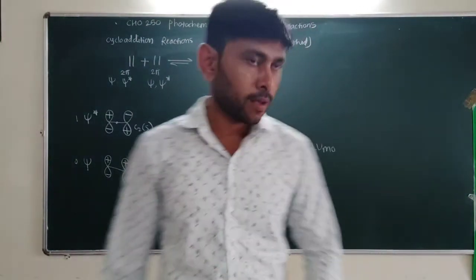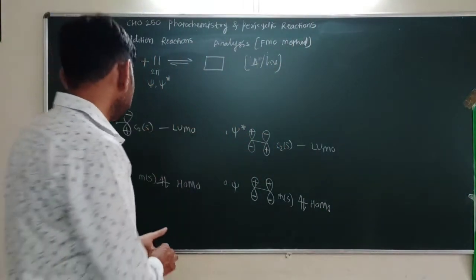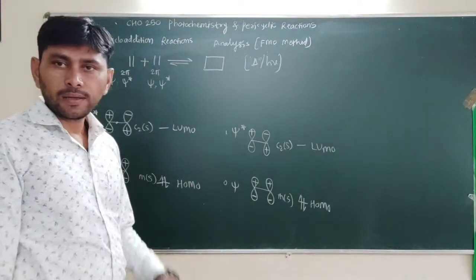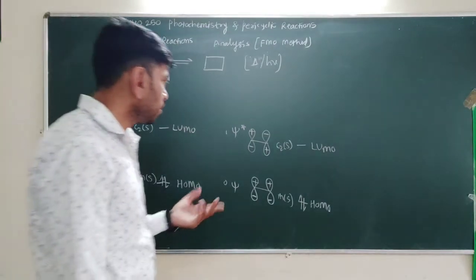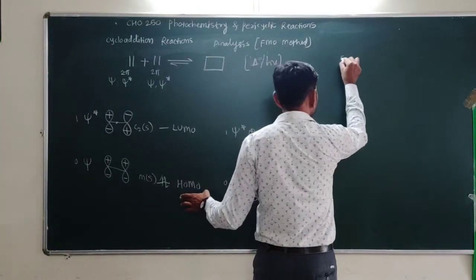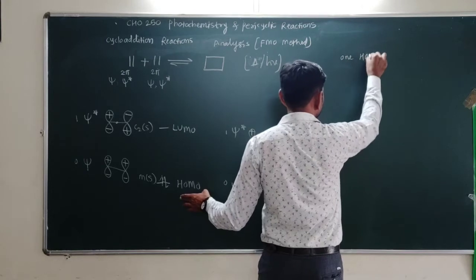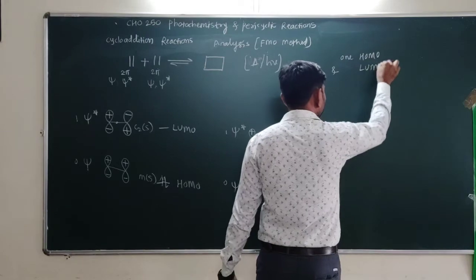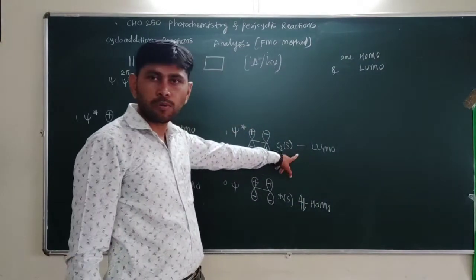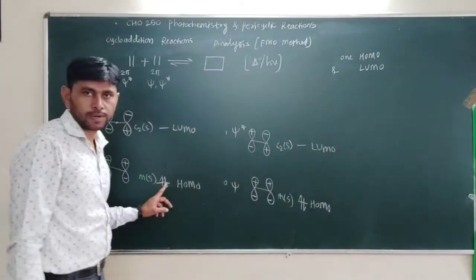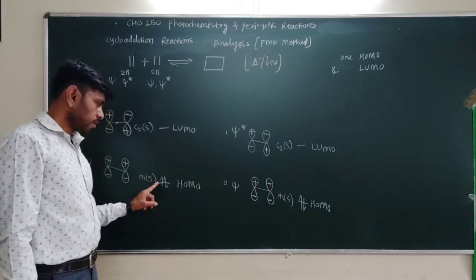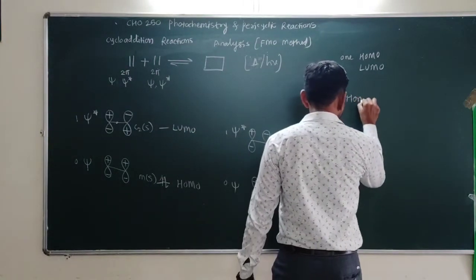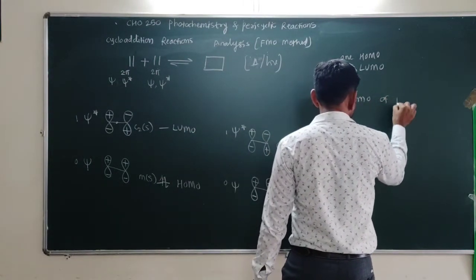Now in this case, this is the first reacting molecule and this is the second reacting molecule. In both, if the reaction is to occur, there must be use of one HOMO from one molecule and a LUMO from the other, so that the reaction occurs. LUMO means an empty orbital, HOMO means a filled orbital. So here we are taking the HOMO of the first partner.